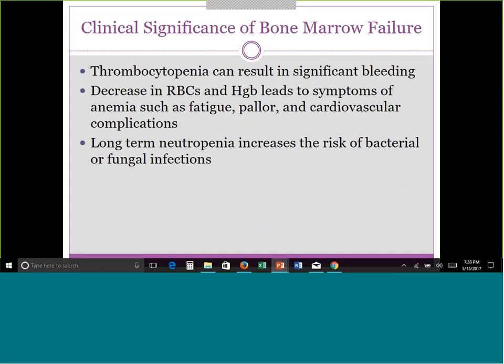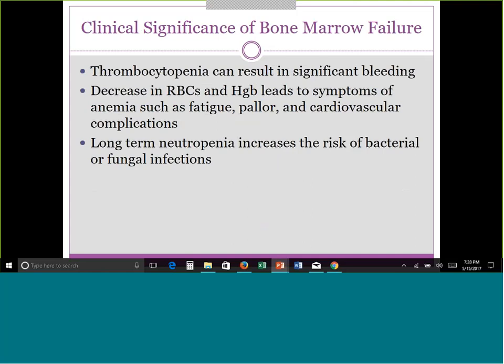All right, so clinical significance: what happens to you when your bone marrow does fail? Well, let's think about what our cells do as a job. First and foremost, let's start with platelets. We know that platelets' role in our body is to form clots. If you have thrombocytopenia, meaning low platelet count, you're going to be prone to bleeding. You're not going to make those clots anymore. You're going to probably have bleeding issues, especially if they get really low.